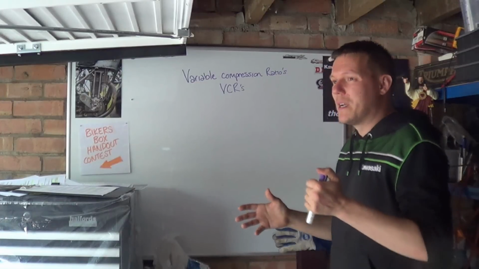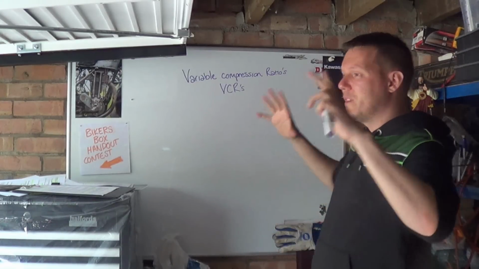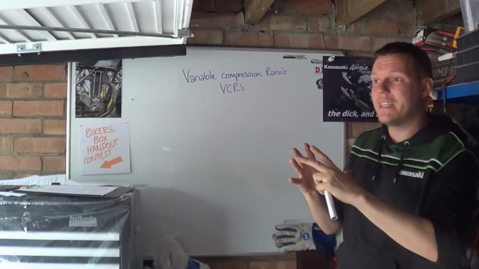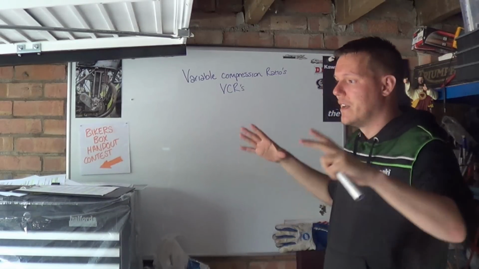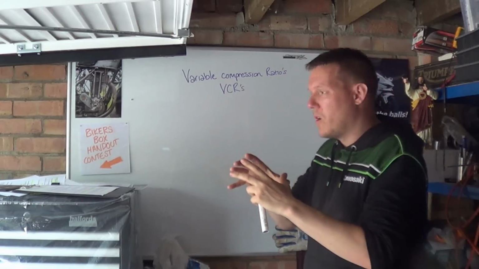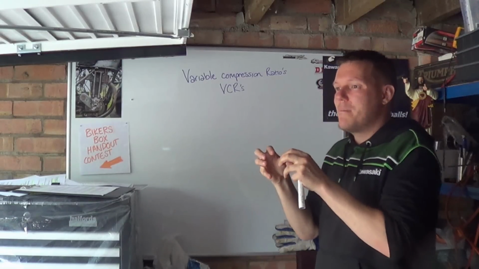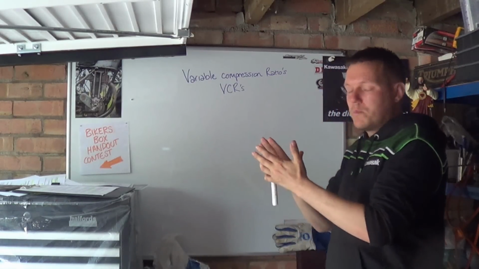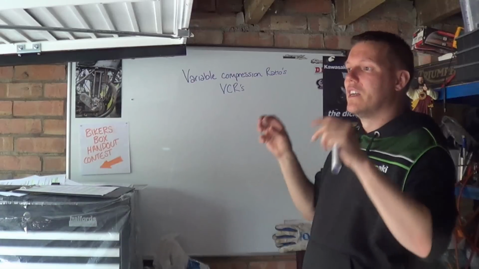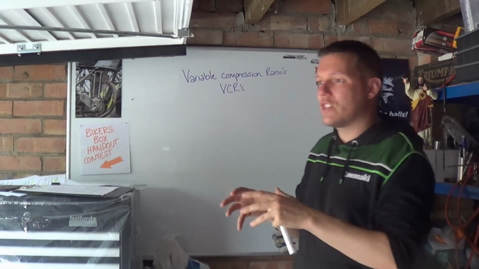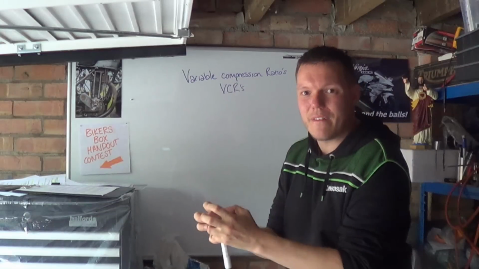So the reason why we compress a mixture is because if we start out with a litre and then condense that down to 100 millilitres, or 10 to 1 basically, we're at 10% of what we were, then when we ignite the fuel and air mixture, it's got a much smaller surface area to press against, so it's going to increase the energy density, which means we're basically concentrating that force.